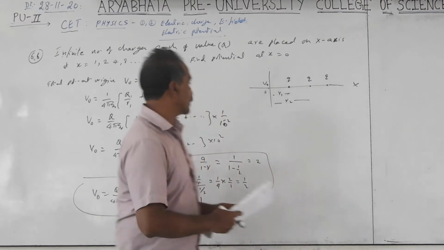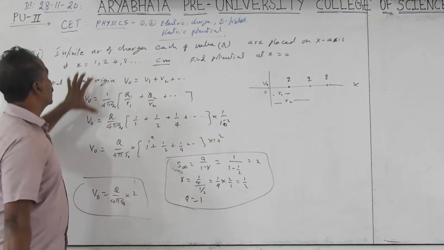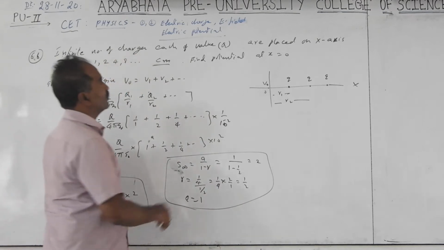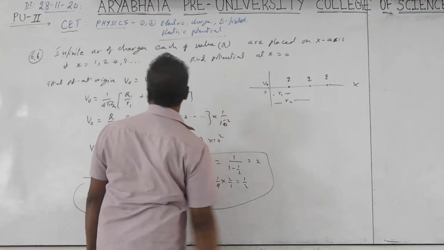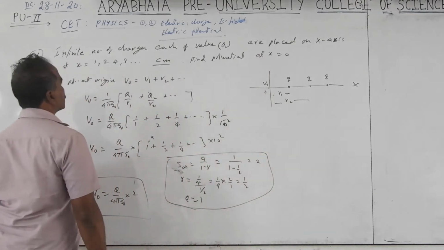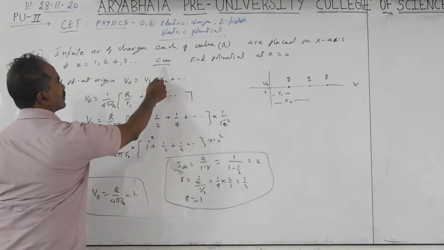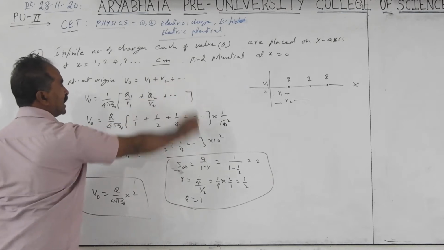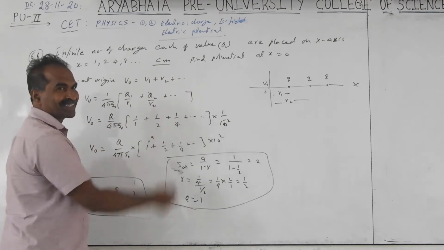Next is 66. This is infinite charges. An infinite number of charges, each of value q, are placed on the x-axis at x equal to 1 centimeter, 2 centimeters, 4, 8 and so on. Centimeter scale with the units which we are converting. In the question, underline it, otherwise you may make a mistake.